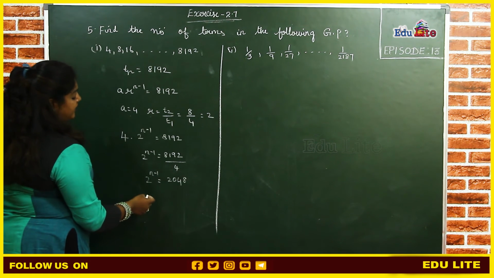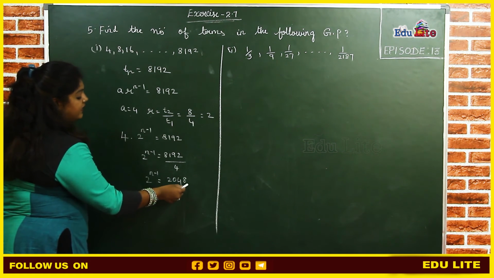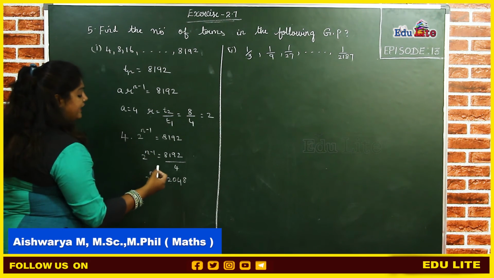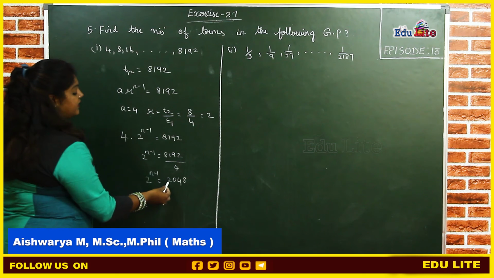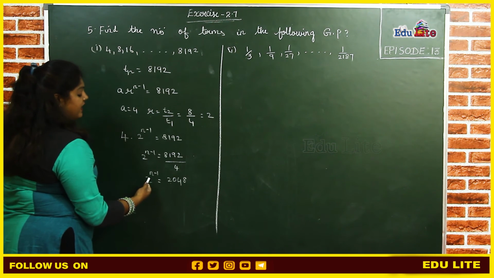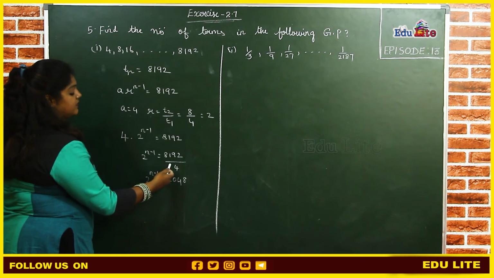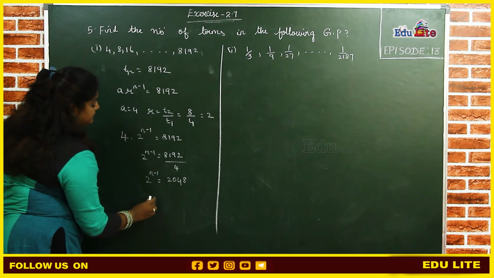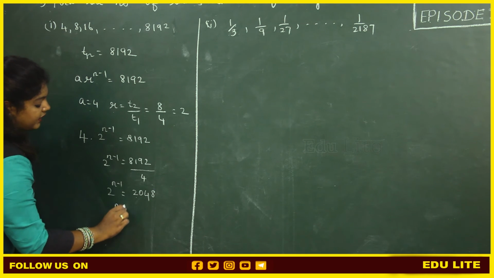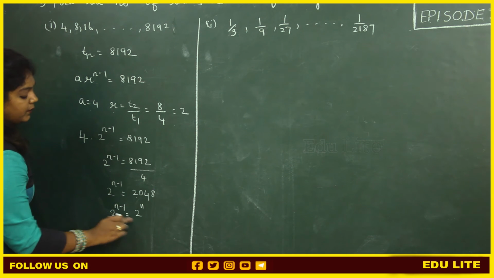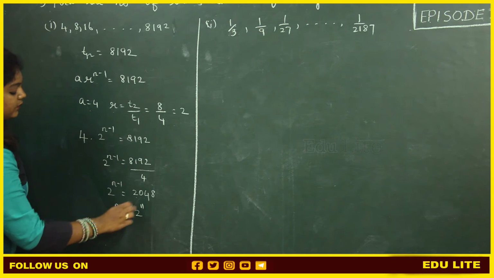2048. So now what we have to do is write 2048 in powers of 2. Why do we write it in such a way? If I write this 2048 in powers of 2, the left hand side also has the base as 2. If the bases are equal, then we can directly equate the powers. So for that, we are writing this 2048 in powers of 2. So 2 power n minus 1, this can be written as 2 power 11, where the base is equal to 2, therefore we can directly equate the powers.